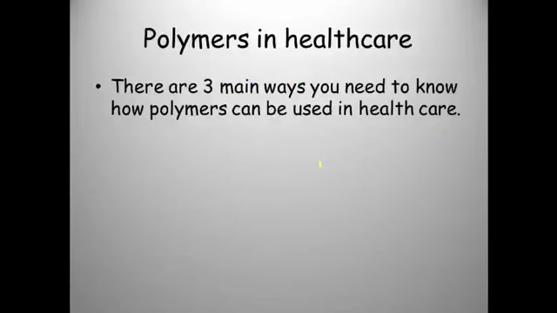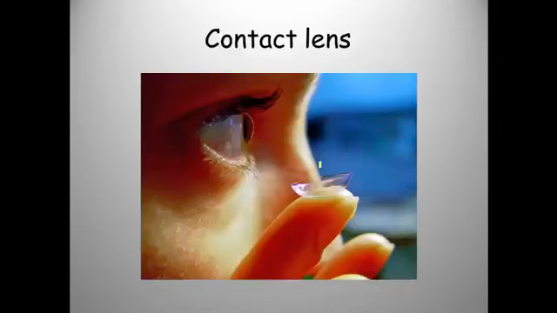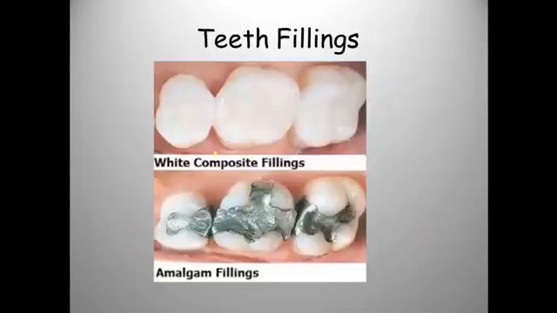Okay, now, polymers in healthcare. You need to know how polymers can be used in healthcare. First one is contact lenses, which allows them to stay wet on the eye, okay. There is teeth fillings, so this is the polymer material which you can't see, but the old amalgam fillings which contain mercury, you can see them and they're horrible and black, and now these days all polymers are white. Okay, so obviously people don't know that you've had a filling in.